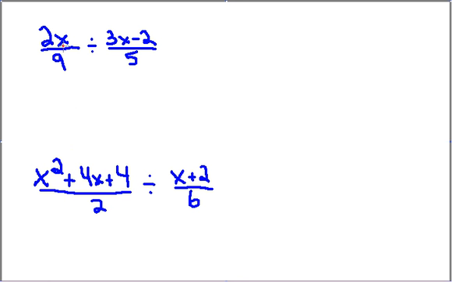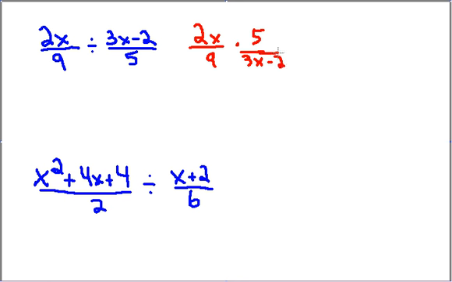First of all, we're just going to rewrite this. 2x over 9. We're going to change our division symbol to a multiplication symbol, because that's how we divide fractions. And then we're going to flip these two. We're going to invert it or write the reciprocal. What's the reciprocal of 3x minus 2 over 5? Well, it's 5 over 3x minus 2.